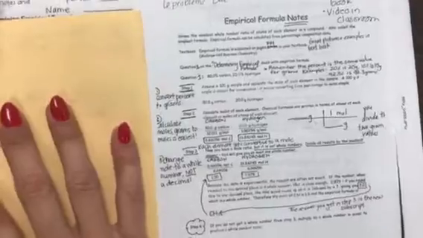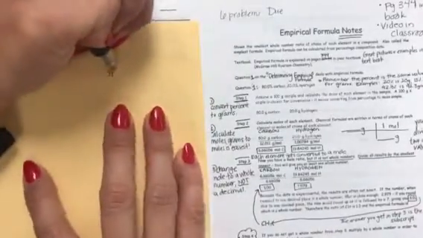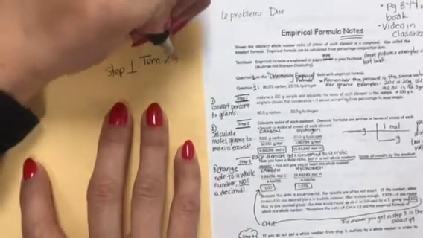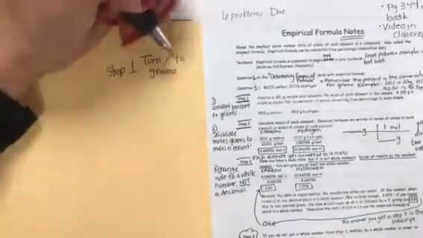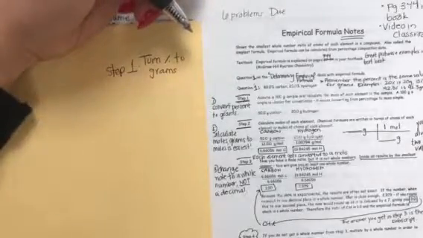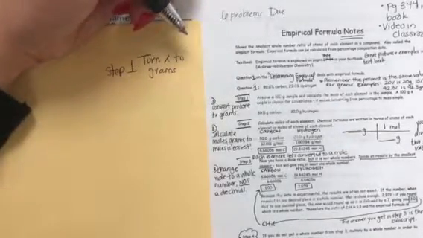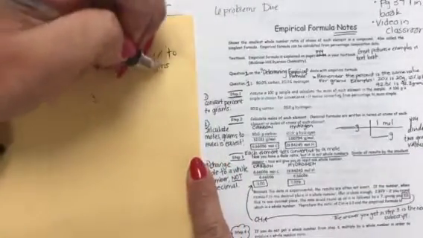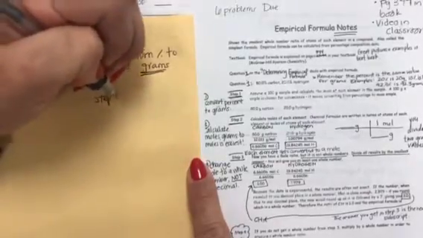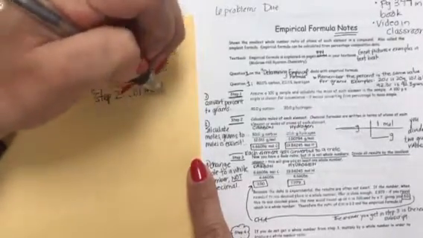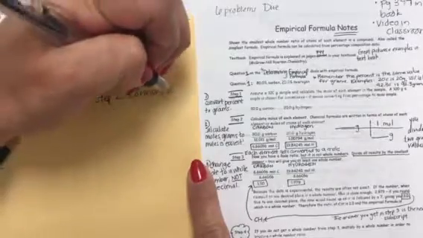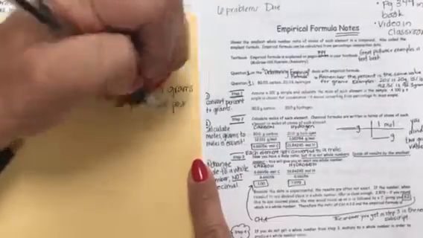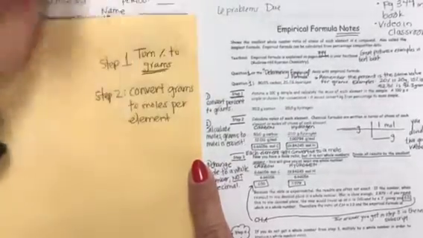What you're going to do, step 1, is turn your percent to grams. I'm just going to walk you through it. Turn your percent to grams. And like I told you, whatever the percent is, that's how many grams you have. So if it says 25%, you have 25 grams of whatever that is. Step number 2, you're going to convert your grams to moles. We know how to do that very well. That's the easiest one. Convert the grams to moles per element. I'll show you what that means.